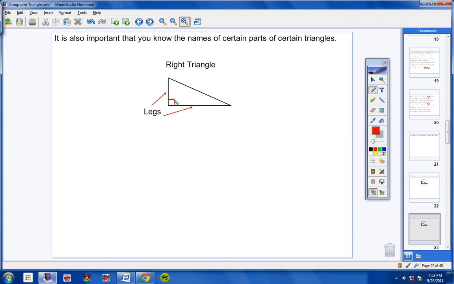The right angle right here always points to the hypotenuse. Don't forget that. It's an easy way to remember where the hypotenuse is. So this side over here is called the hypotenuse. Okay, copy that down. I'll give you just a second to do that.